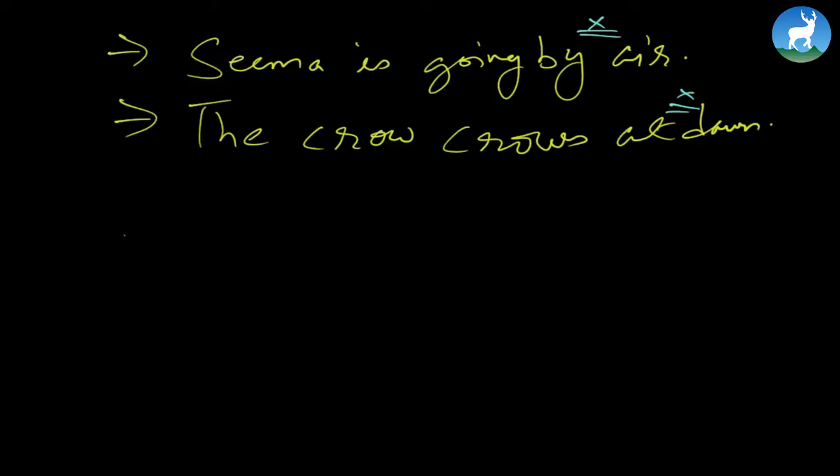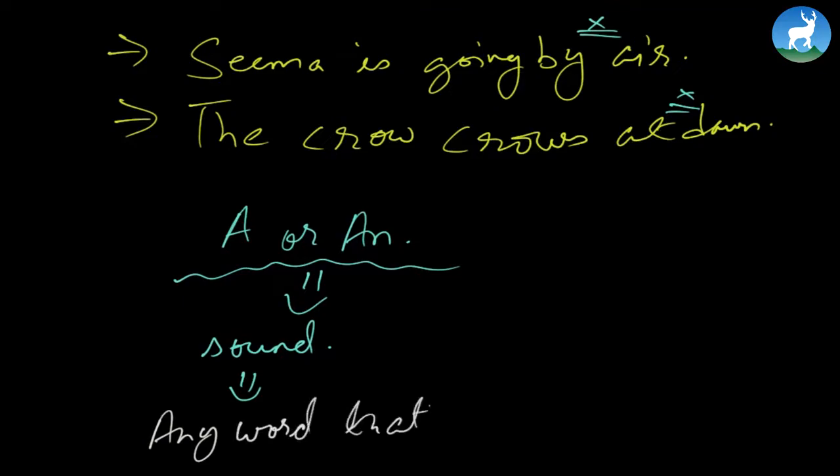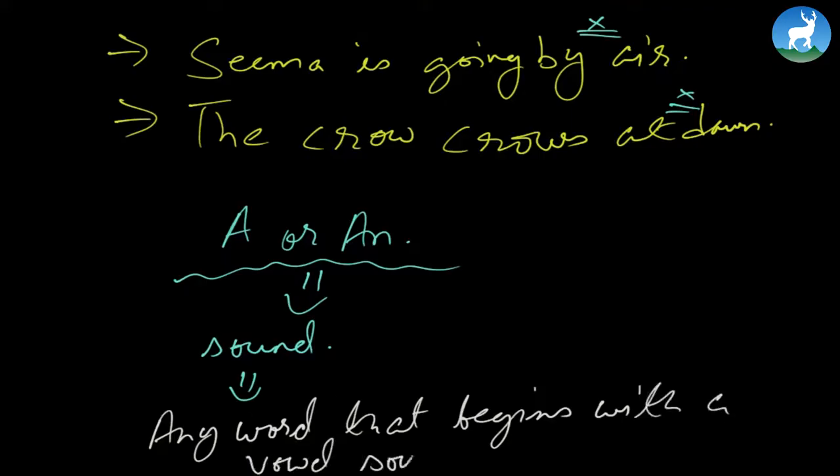And there's one more thing that we must focus on when we deal with definite and indefinite articles. Let's talk again about a or an. They are called indefinite articles. Now you know what? These indefinite articles are actually determined by sound. Alright? Now what nature of sound? Any word that begins with a vowel sound, we use an. Okay? We focus on the word here.